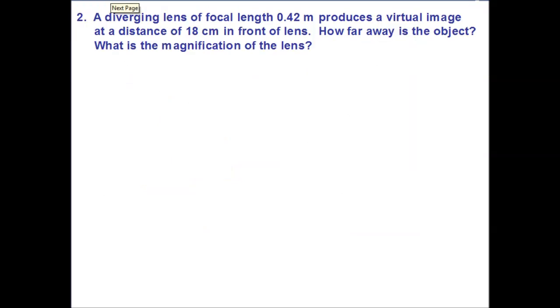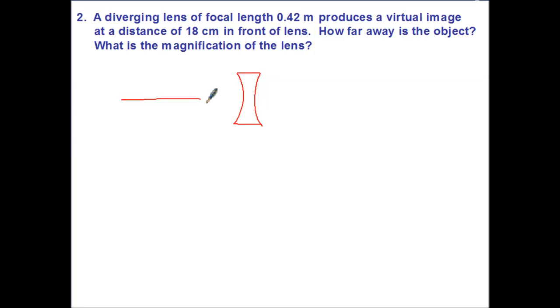A diverging lens, focal length 0.42 meters, produces a virtual image distance of 18 centimeters in front of the lens. How far away is the object, and what is the magnification of that lens? So diverging, it's a little bit harder to draw here. Let's go ahead and do that here.